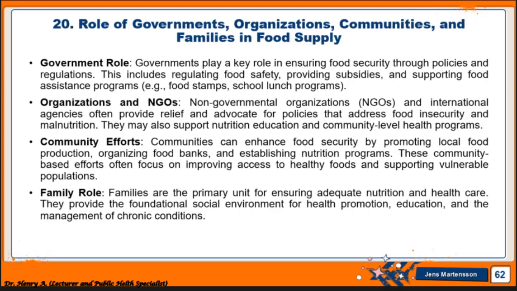Communities have a role to play. They can enhance food security by promoting local food production, encouraging the people to go to farming. Not every day, but you can go to farming twice a week. And that way, food will be available more than enough, both for themselves and the community. They can also organize food banks where you put the food so that they don't get spoiled, they don't perish. For example, the yam banks, the silos, and so on. And establishing nutrition programs. Now, these community-based efforts often focus on improved access to healthy foods and support vulnerable populations.